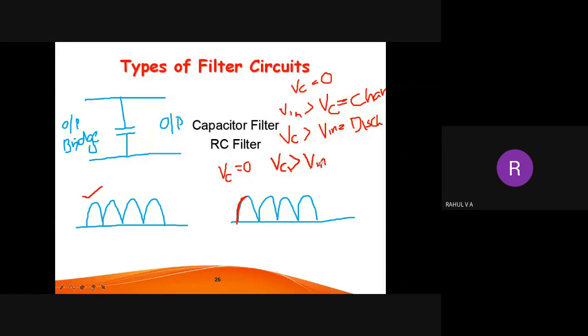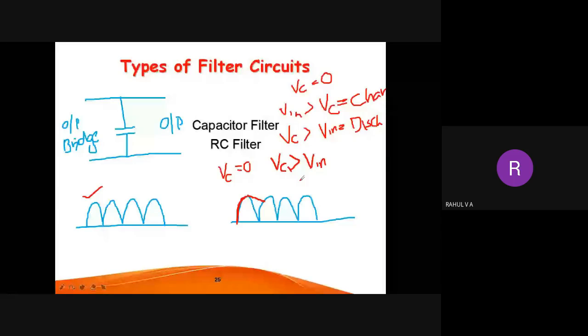The input voltage reached its peak and then suddenly came to zero. But the capacitor is charged fully and is holding some charge. It acts as a battery now, so it slowly discharges. Meanwhile, our waveform goes to 0 and increases. At a particular point, again Vin is equal to Vc.